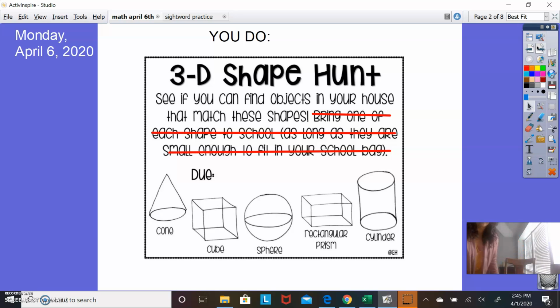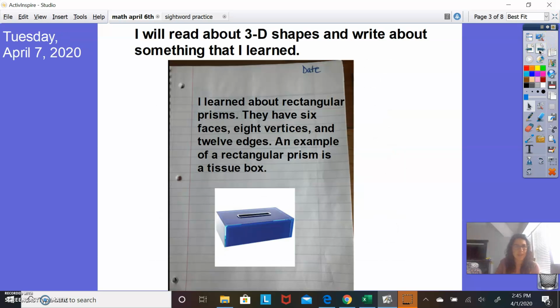You are going to go on a 3D shape hunt and find some objects in your house that match these shapes. So I can't wait to see what you found. If you haven't sent me those pictures, no worries. Just at some point have mom or dad send me a picture of what you found in your home. And remember, you were going to write them in your journal. You can draw them, label them with the name of the object, and then with the name of the 3D shape. Let's move on to what we worked on Monday.